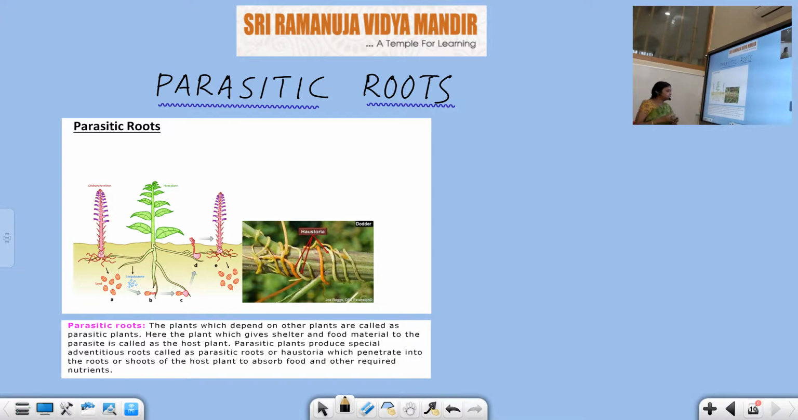The parasitic plant produces special adventitious roots, which are known as haustoria, which penetrate the root or shoots. It not only goes into the root, it goes into the shoots also and attacks the xylem of the shoot and the phloem of the shoot. If it attacks the xylem, it gets water from that, and if it attacks the phloem, it gets food from that. It attacks not only the shoot but also the roots of the host plant, to absorb food and other required nutrients.